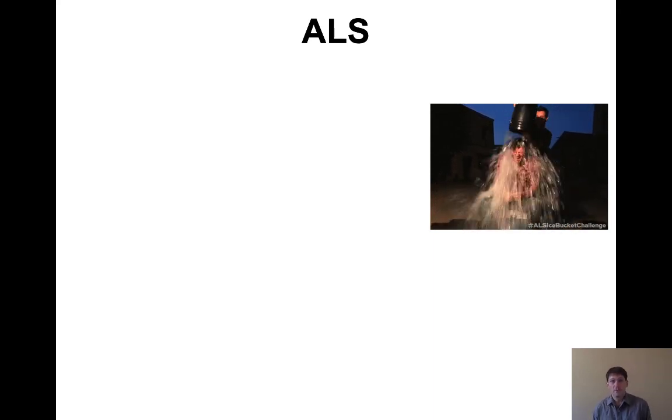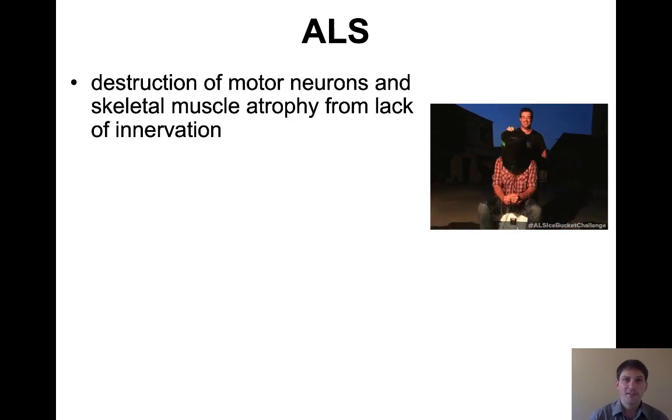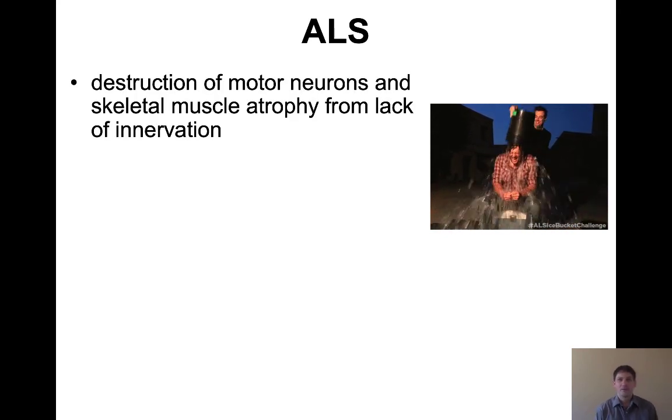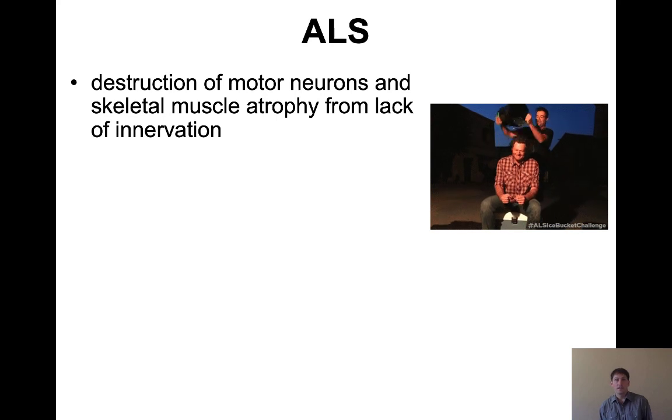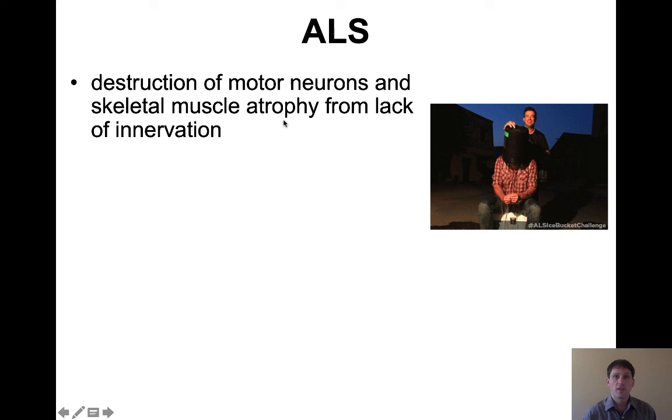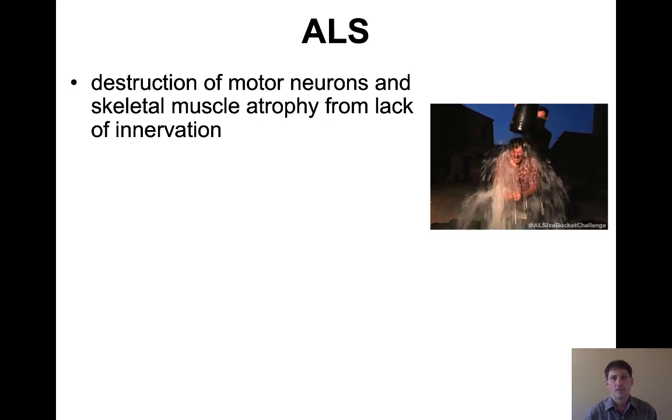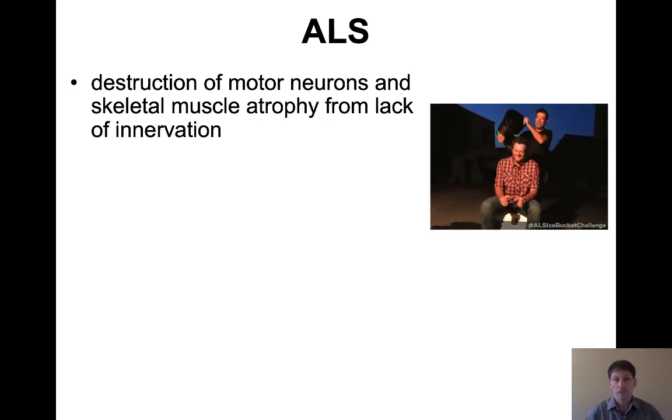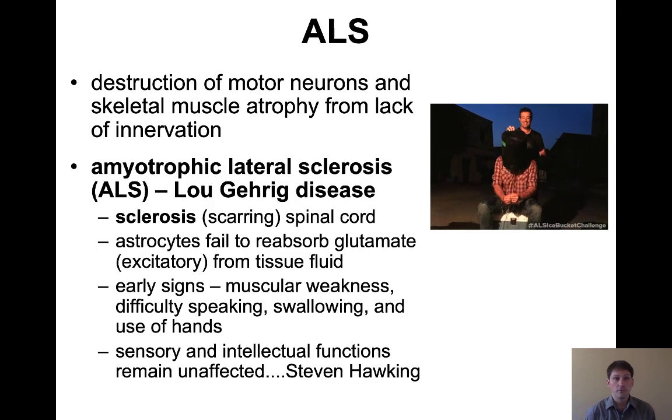Now, maybe some of you took the ice bucket challenge a handful of years ago in order to help raise money for ALS. Now, ALS is a destruction of these motor neurons, and as a result, our skeletal muscle can atrophy or shrink because there's a lack of innervation and a lack of stimulation, and ultimately a lack of use.